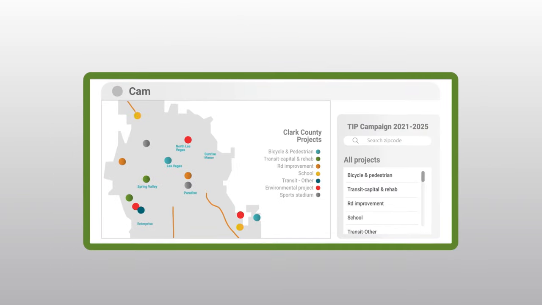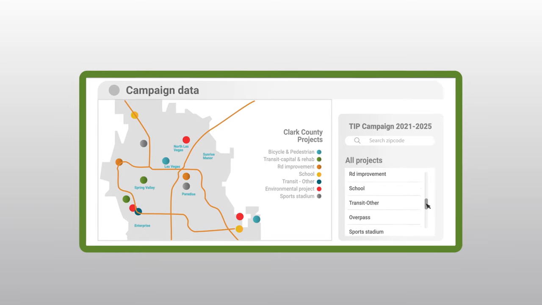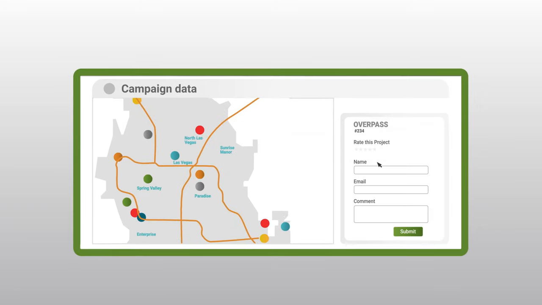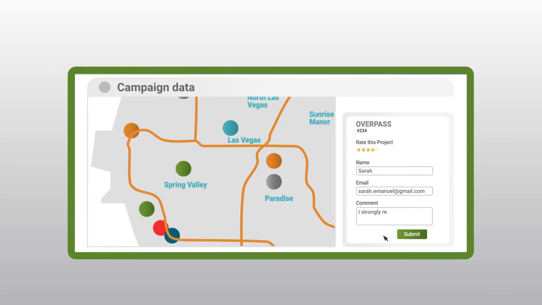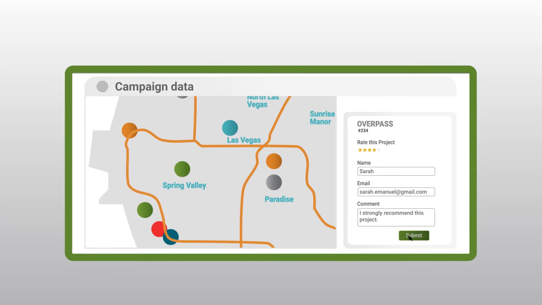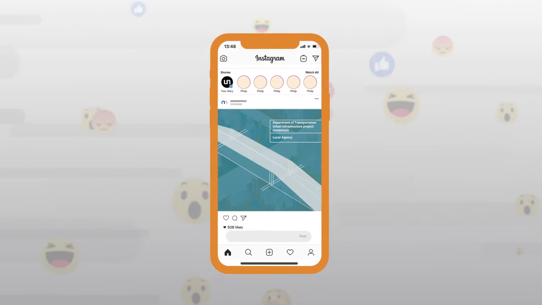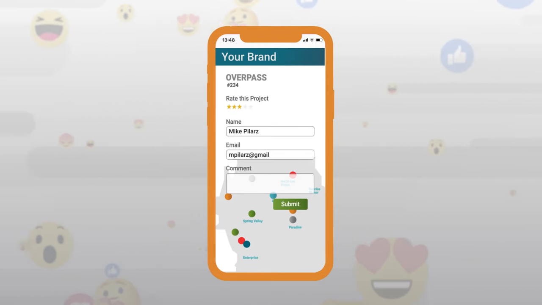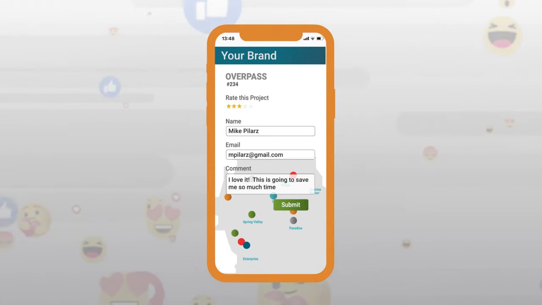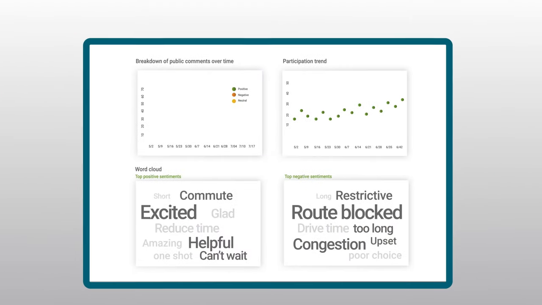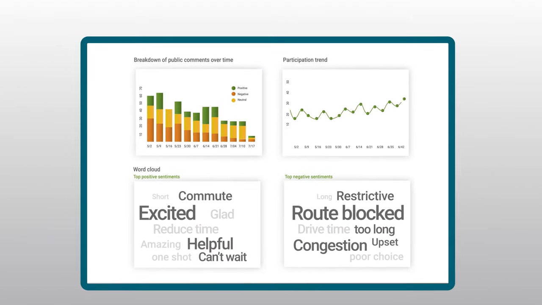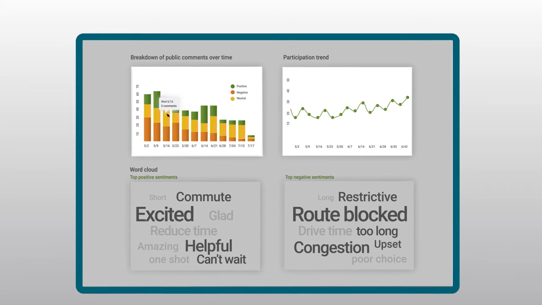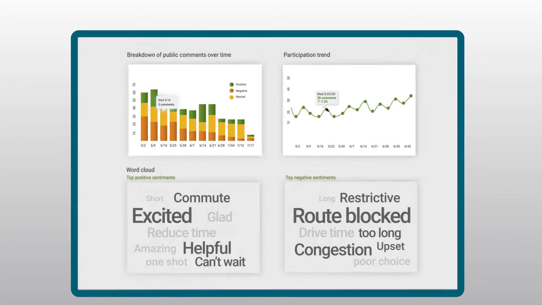Aurigo Engage makes it easy to share an interactive map of your proposed projects so your constituents can review details and share feedback all in one place. Promote your ideas or projects on social media channels to broaden your reach and give everyone an equitable opportunity to participate in the process.